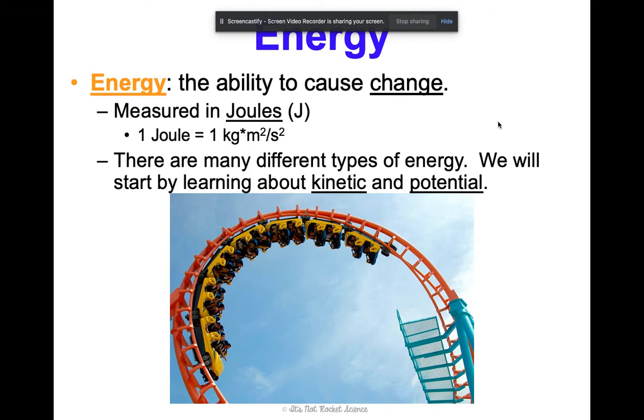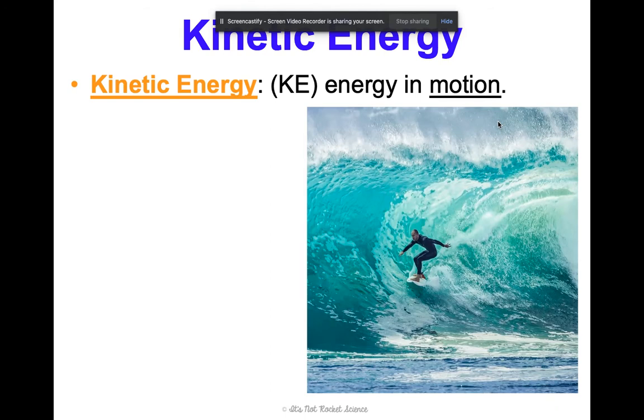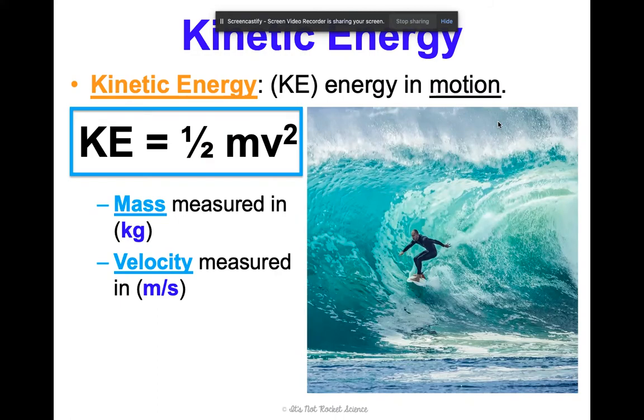There are many different types of energy, but we're going to start with kinetic and potential energy. Kinetic energy is KE, it's energy in motion. You can calculate it by doing 1/2 mv squared, where m is your mass, measured in kilograms, and v is your velocity, measured in meters per second.